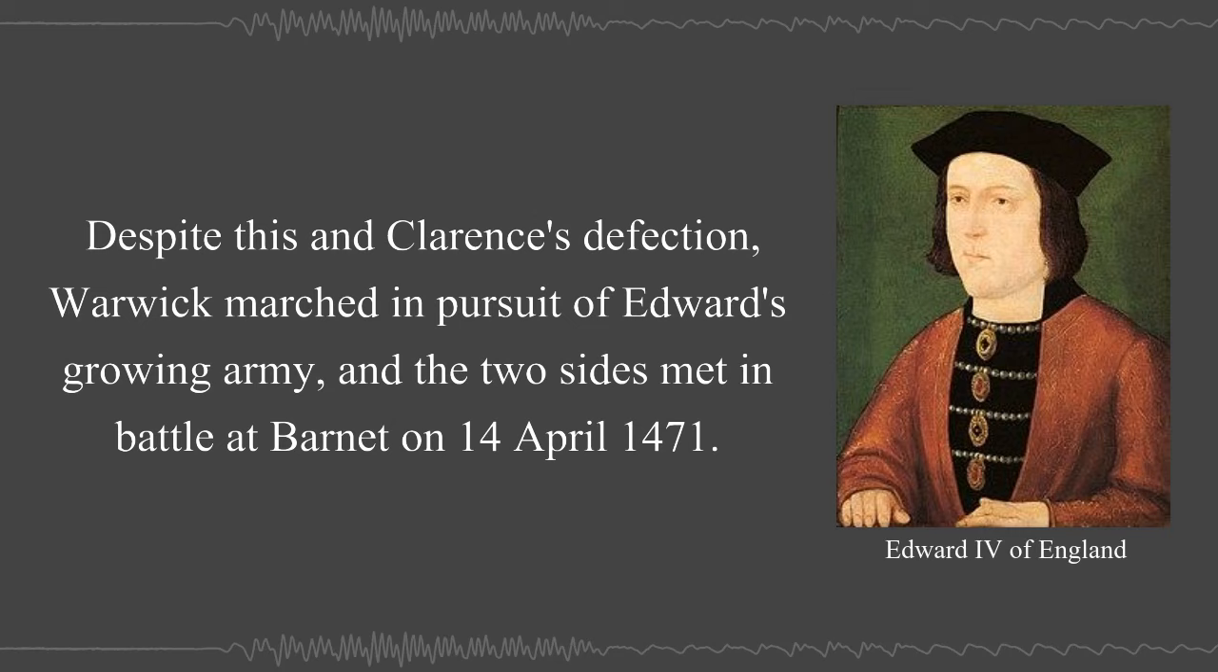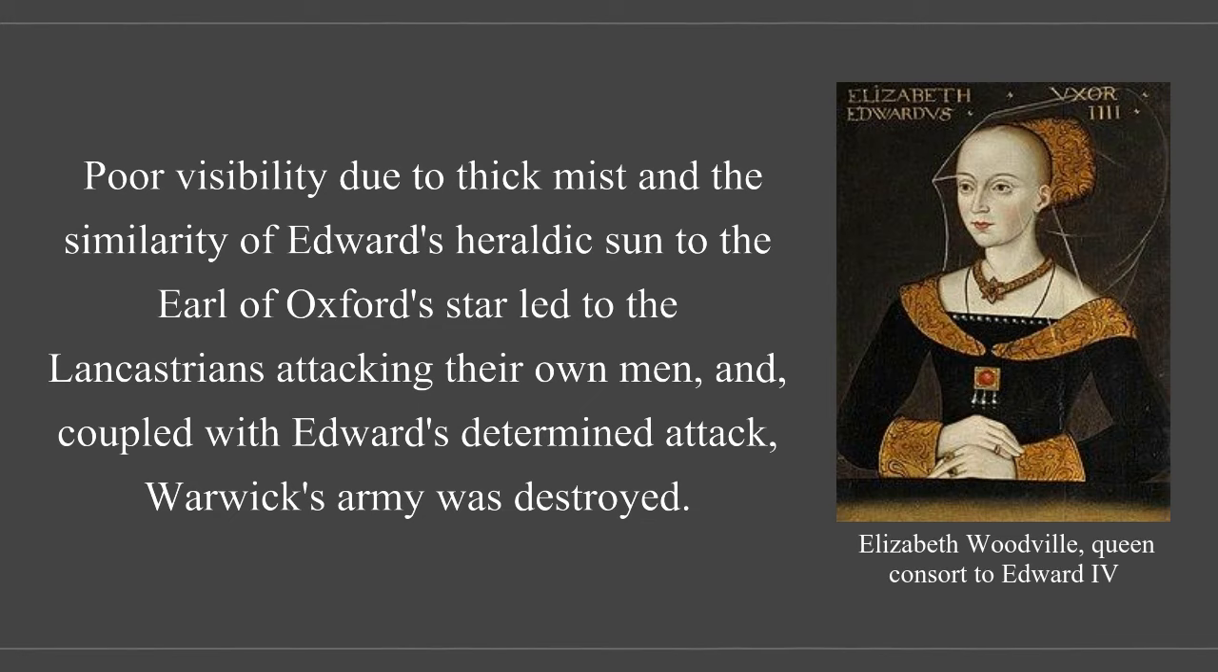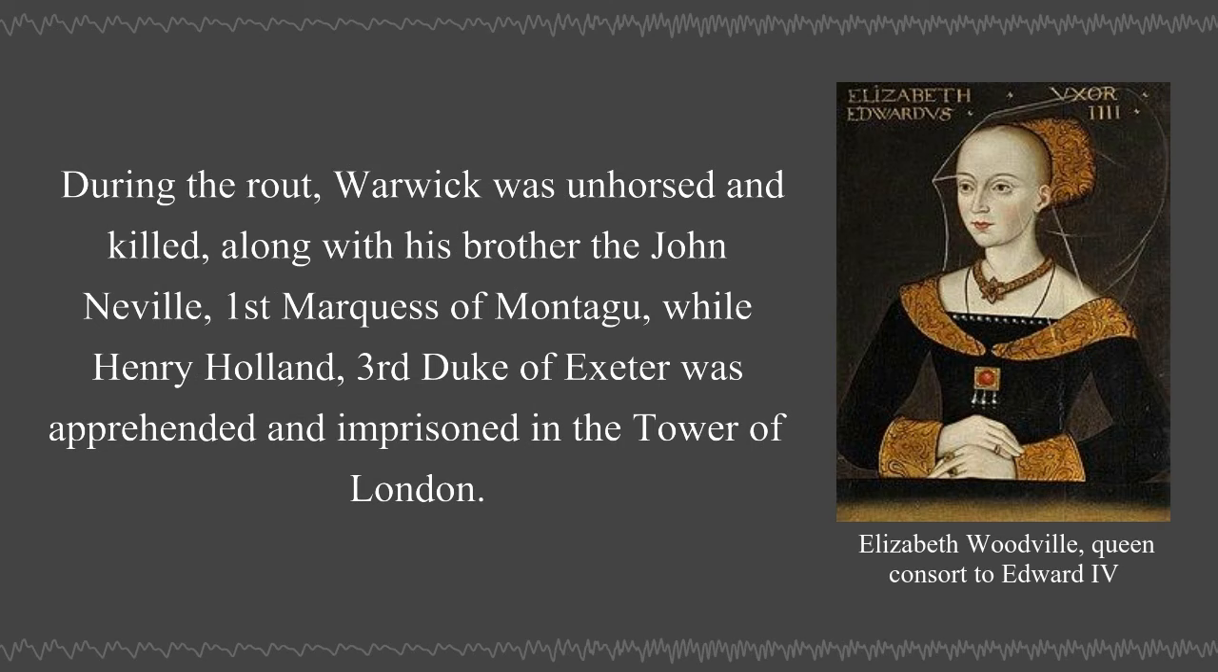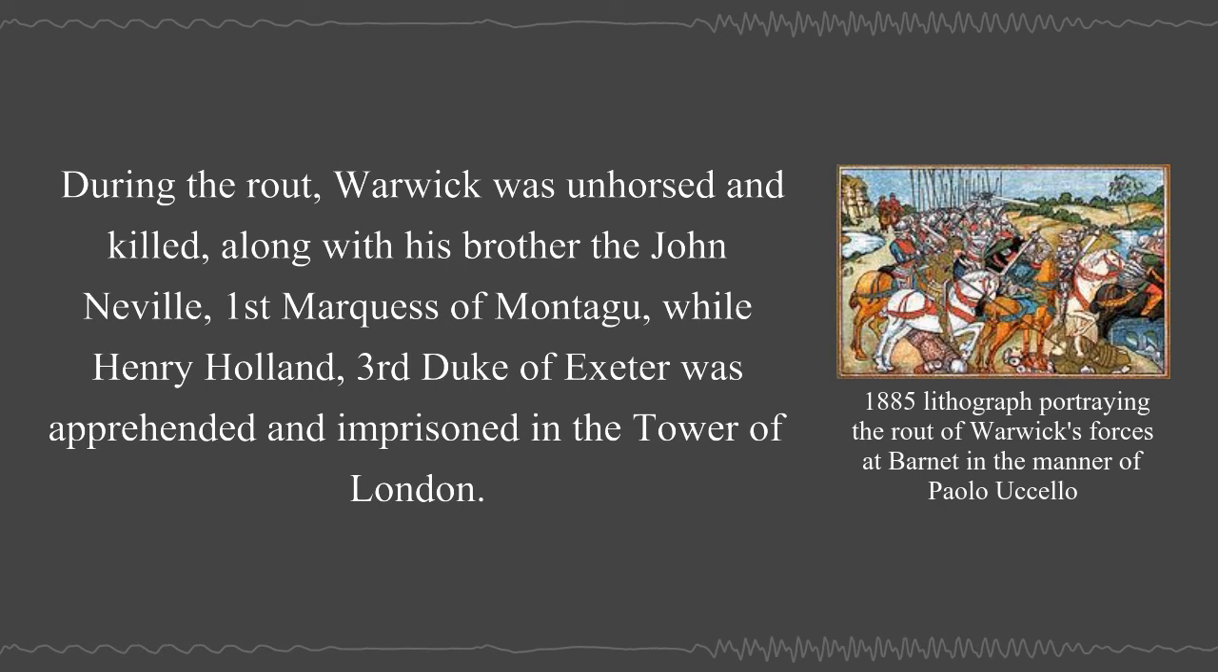Poor visibility due to thick mist and the similarity of Edward's heraldic sun to the Earl of Oxford's star led to the Lancastrians attacking their own men, and coupled with Edward's determined attack, Warwick's army was destroyed. During the rout, Warwick was unhorsed and killed, along with his brother, John Neville, 1st Marquess of Montague, while Henry Holland, 3rd Duke of Exeter, was apprehended and imprisoned in the Tower of London.